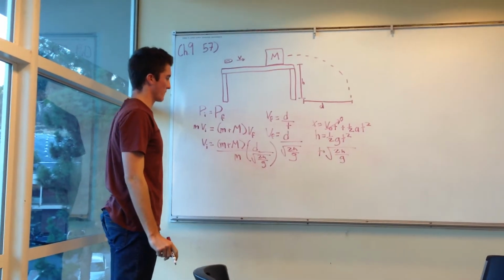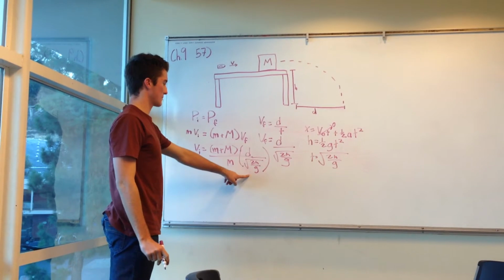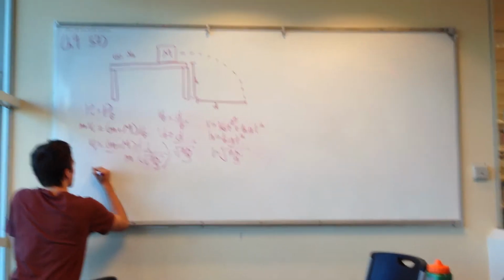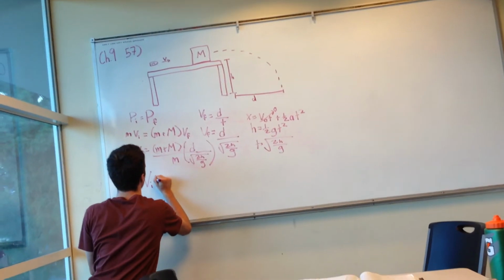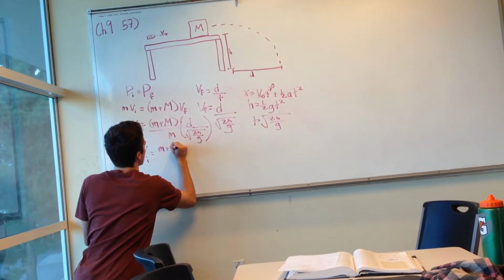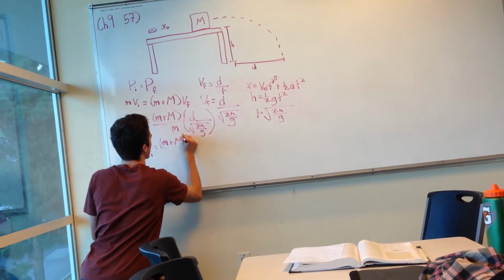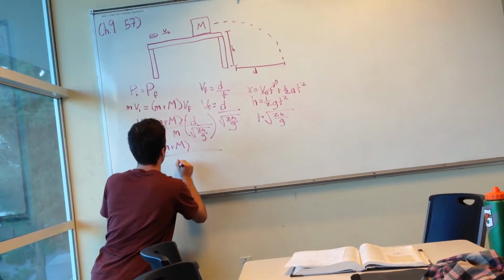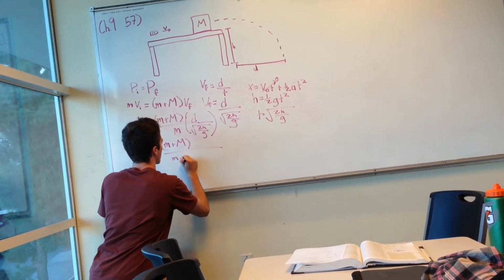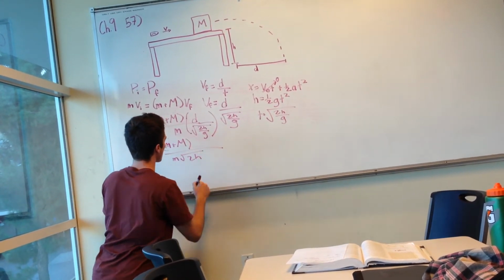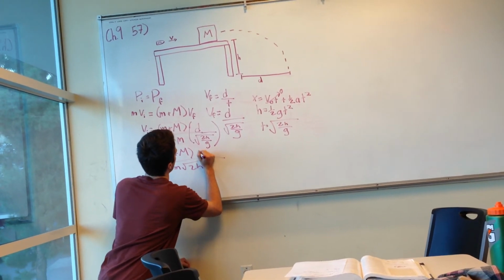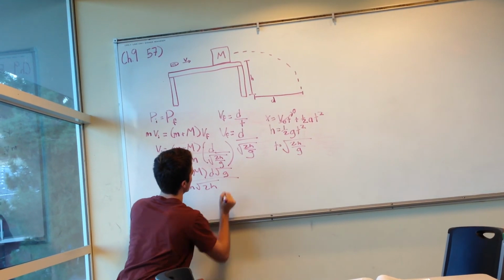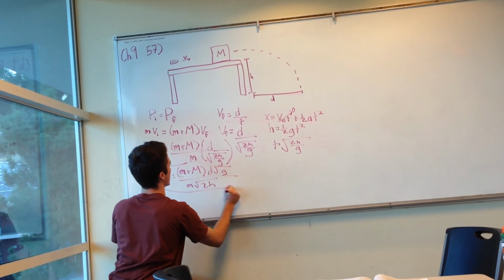And that is our final answer, except we're going to move the square root of gravity up to the top. You know, good math skills, algebra. So little m plus capital M, parentheses, over little m root 2h, and on the top you're going to have distance times root g. And this is our final answer.